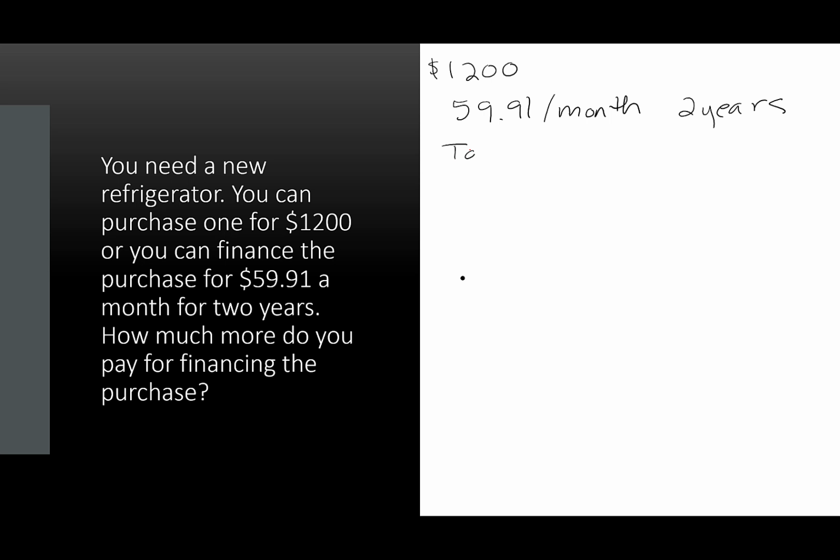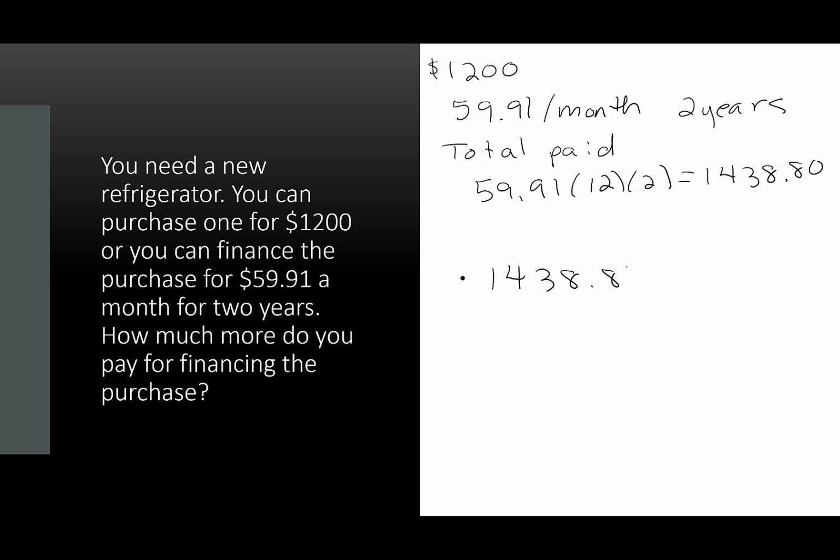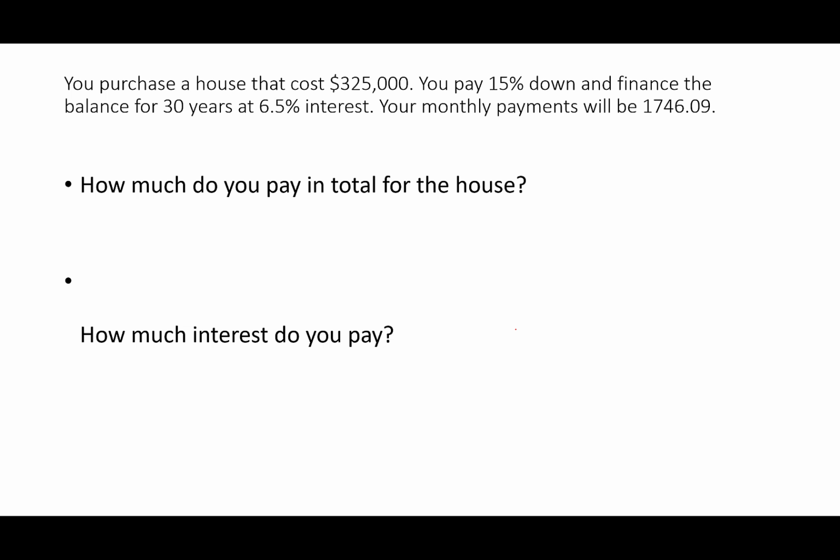So let's do our total paid would be $59.91 times 12 times 2. This is a total of $1,438.80. So we look through what we know. We know there's a $1,200 purchase price, or there's a finance that's a total of $1,438.80. So to find how much we would pay for the financing, we want to subtract the two. So I take the $1,438.80 minus the $1,200 that it cost, and it says we pay $238.80 as a finance.